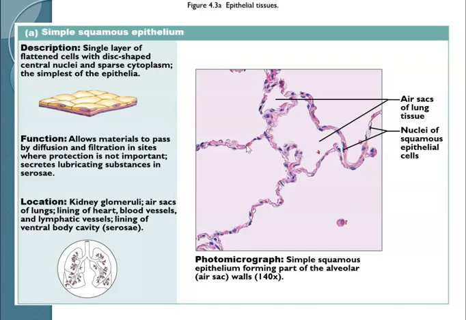We also find simple squamous epithelium in structures which have filtration, for example, in our glomeruli, that's a ball of capillaries in our kidneys. In terms of location, you want to be specific. Don't just give the organ, because an organ generally has three or more tissues, so give a little more detail. If you choose the kidney, you want to say kidney glomeruli. The alveoli in the lungs are great, and any of the blood vessel linings, heart linings, are other good examples of location.